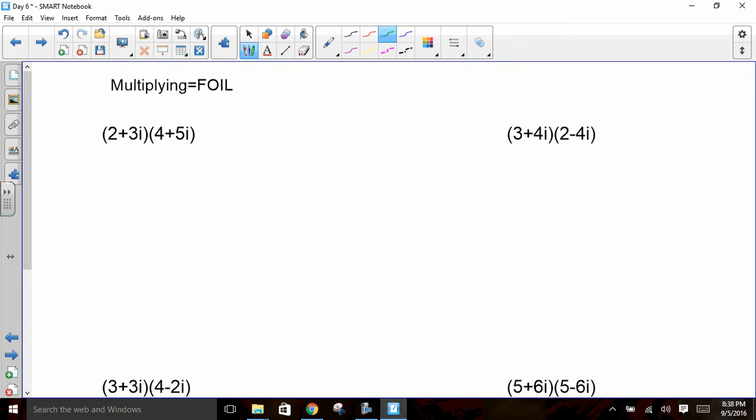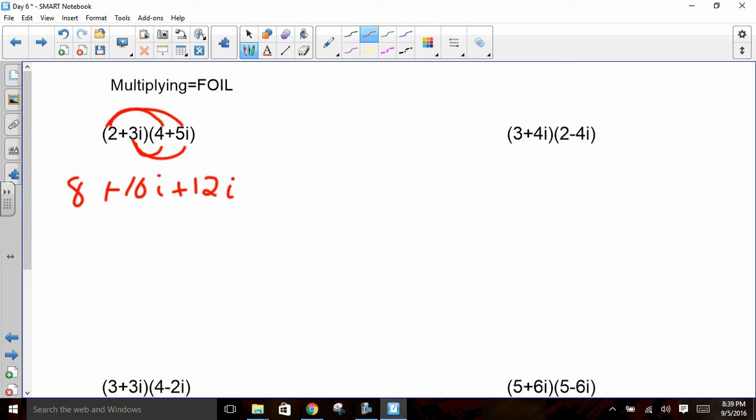All right, multiplication. So if you notice at the top, multiplying equals FOIL. So yes, we have to FOIL. Oh my gosh, the dreaded thing. So 2 times 4 gives me 8. 2 times 5 gives me 10i. Remember, treat it like a variable. 3 times 4 gives me 12, so 12i.